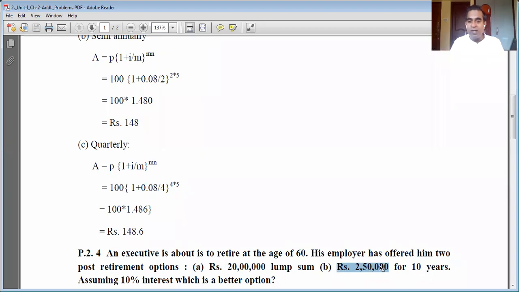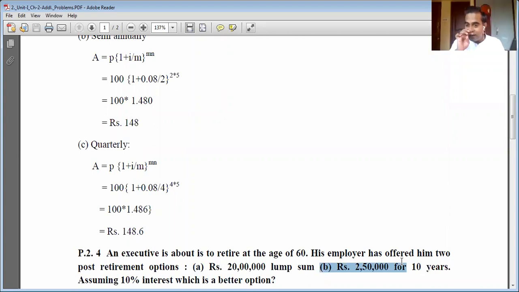If you understand this properly, then you will understand that for the second option, we need to compare whether this single amount of 20 lakh rupees or this 2,50,000 rupees each year for 10 years, among the two, which one is greater? Whichever is greater, you need to suggest that option to this executive. So this is a decision making situation.